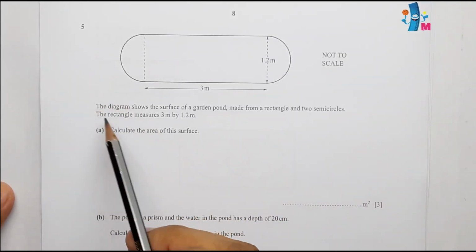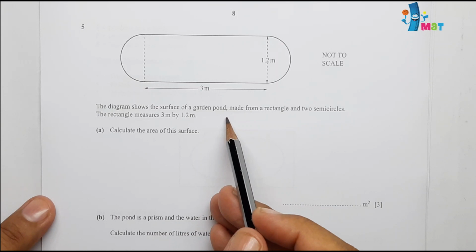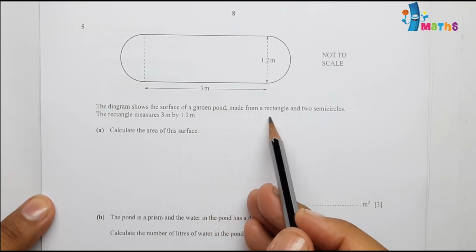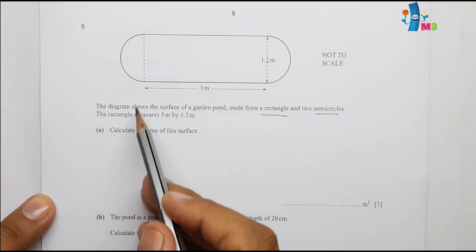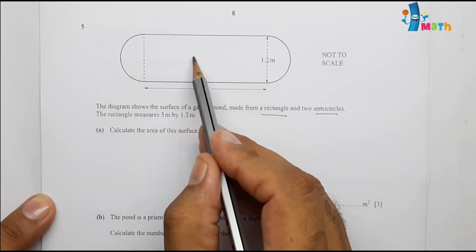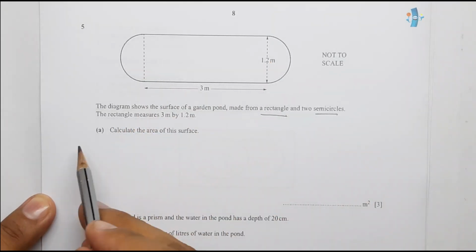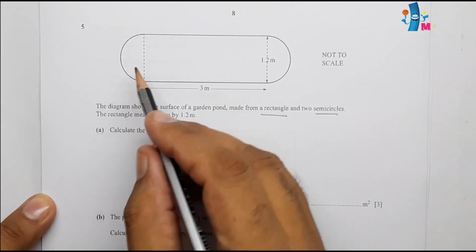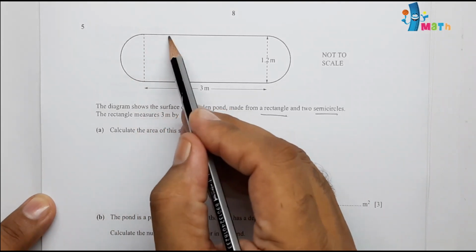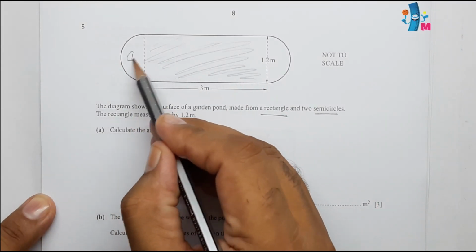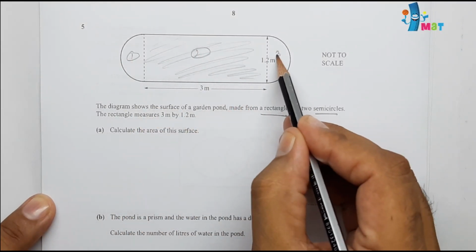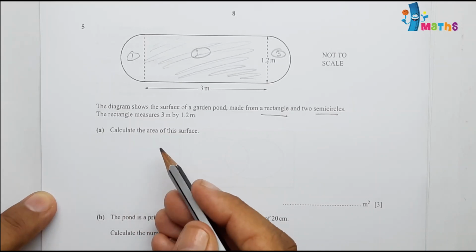Question number 5. The diagram shows the surface of a garden pond made from a rectangle and two semicircles. So this one is rectangle and these two are semicircles. Calculate the area of the surface. So what we can do, we can split into 3 shapes. One will be this one shape, 2 shape, and 3 shape.